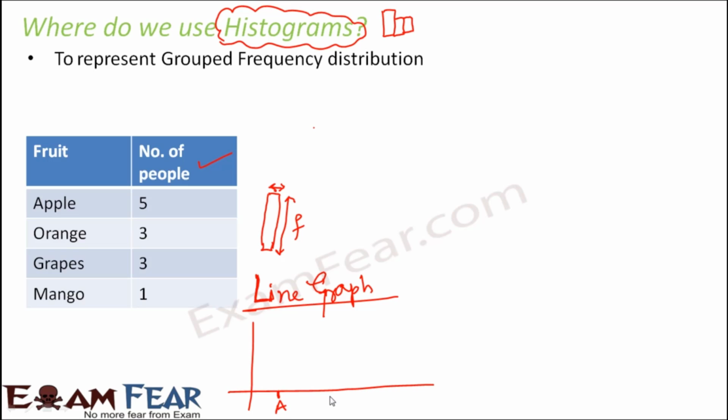Let's say this point represents apple, this represents orange, grapes and mango. And here you have 1, 2, 3 and so on. So apple being liked by 5, orange is being liked by 3, grapes is also being liked by 3, mango is being liked by 1. So when you join these points, you get a line graph. So this is a graph that you can draw for this type of frequency distribution.